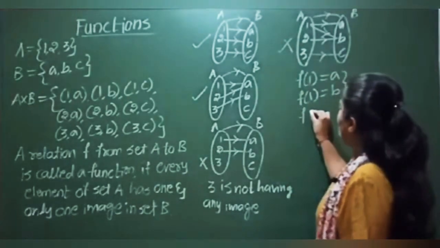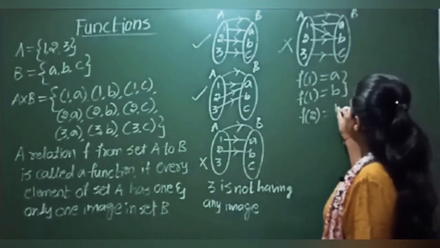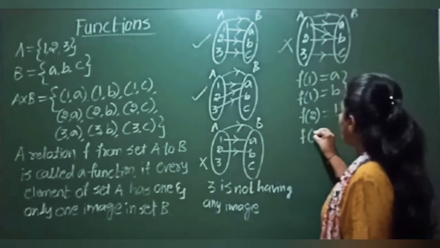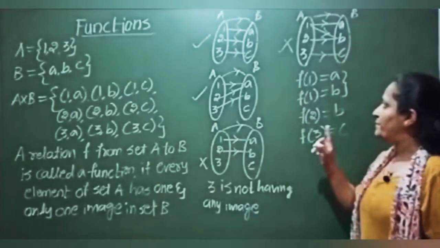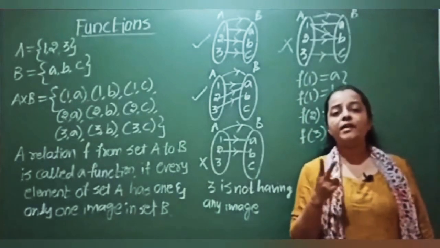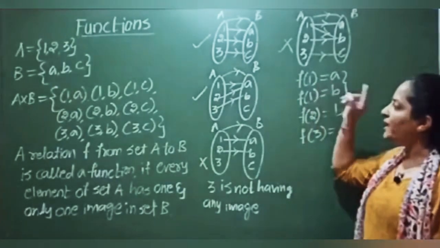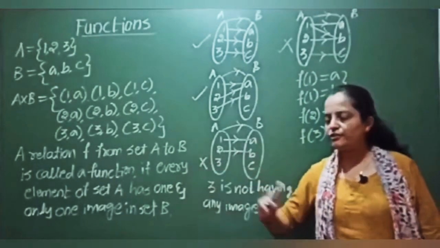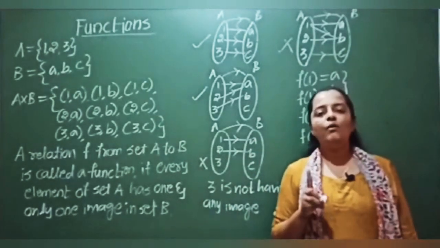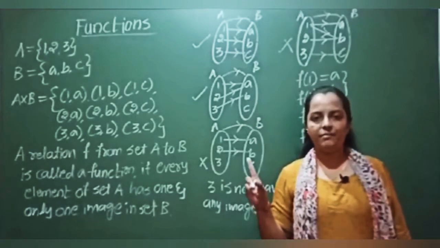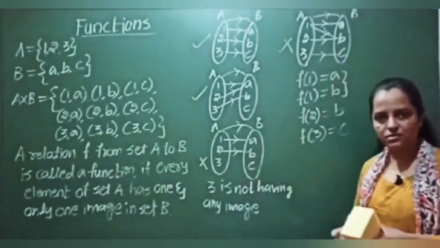2 is having one image, that is correct. 2 is having one image, 3 is also having an image, that is correct. They are having a single image, but 1 is having two images. So this is not a function, because the definition of a function is that every element of the set A should have one and only one image in the set B. So this is not a function.